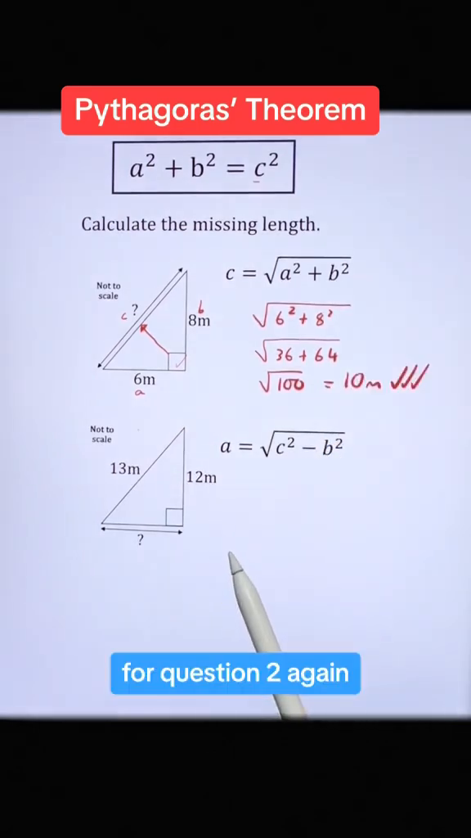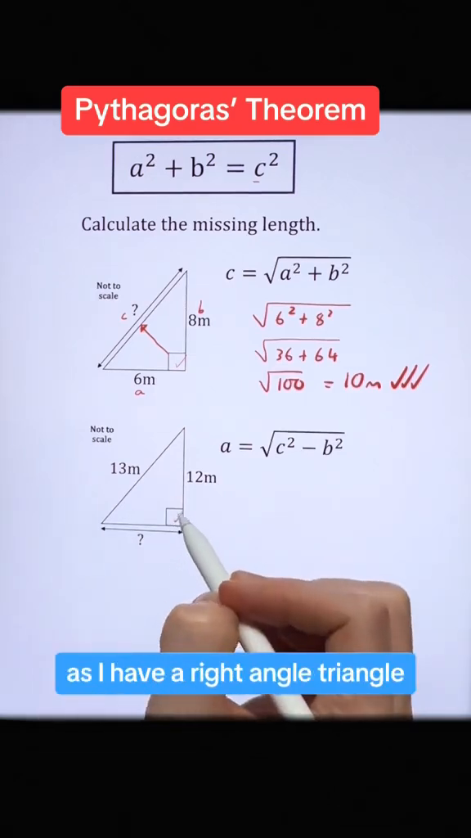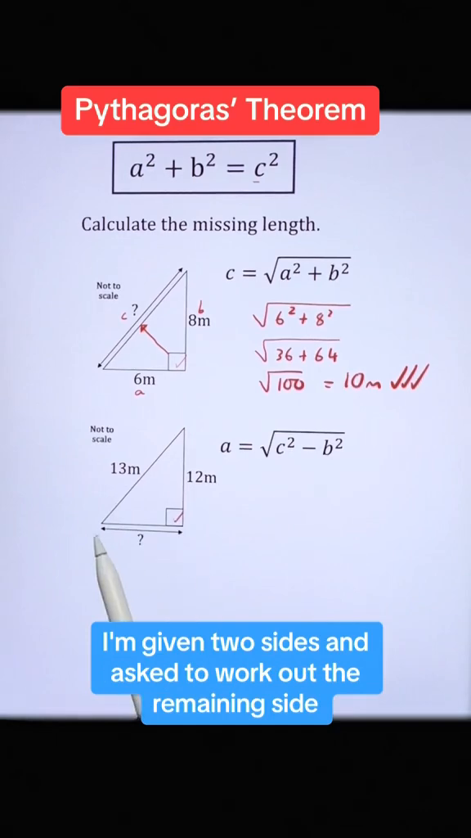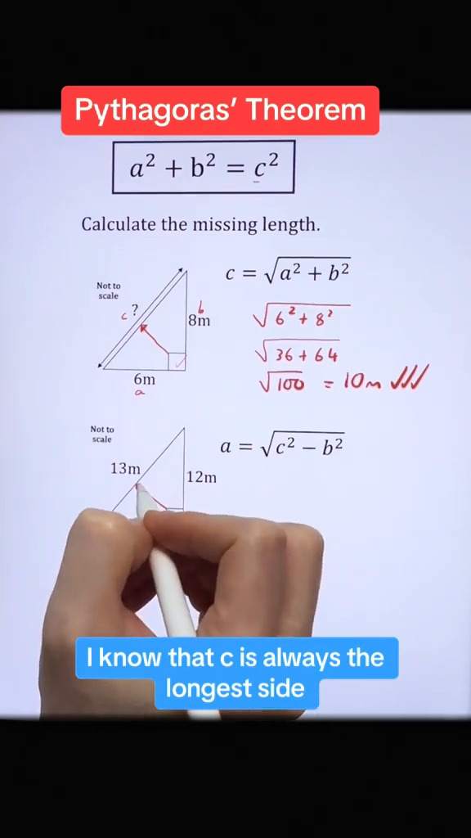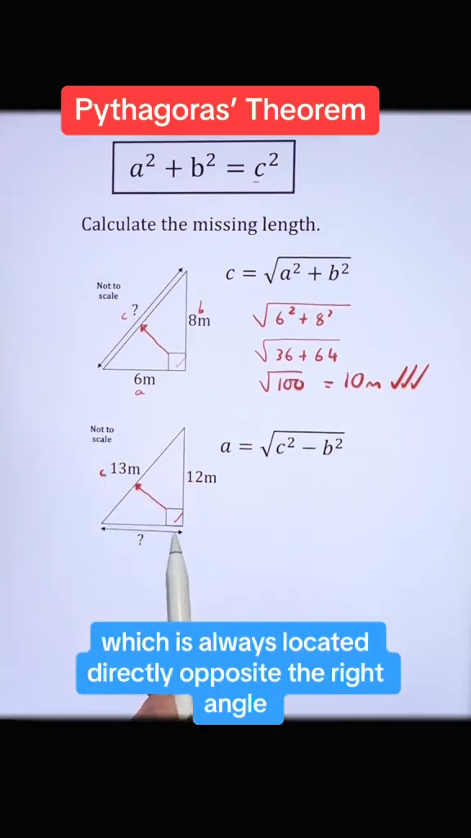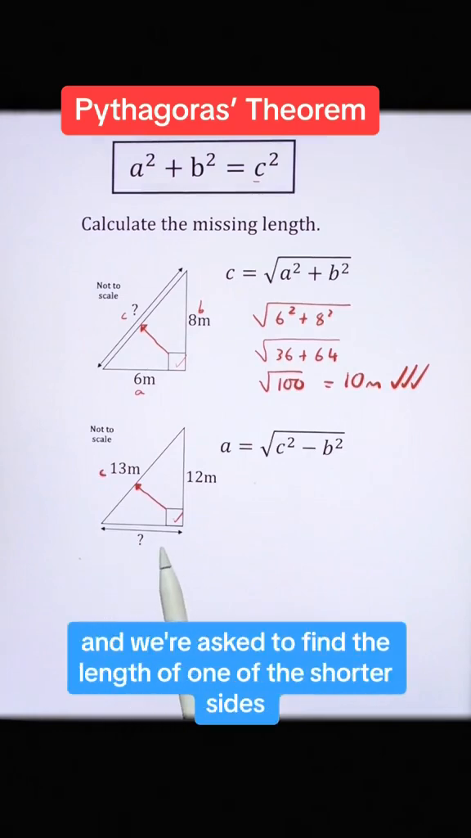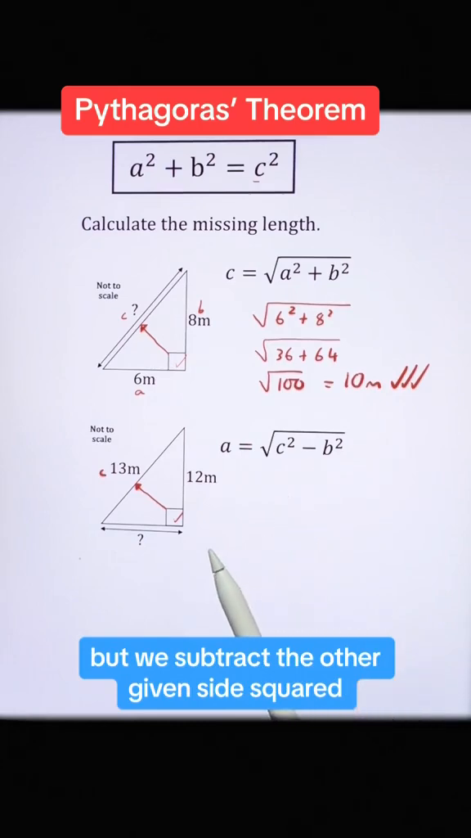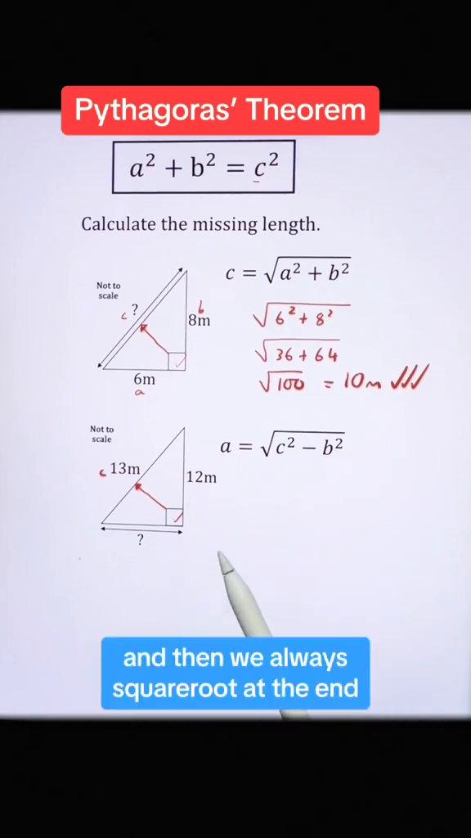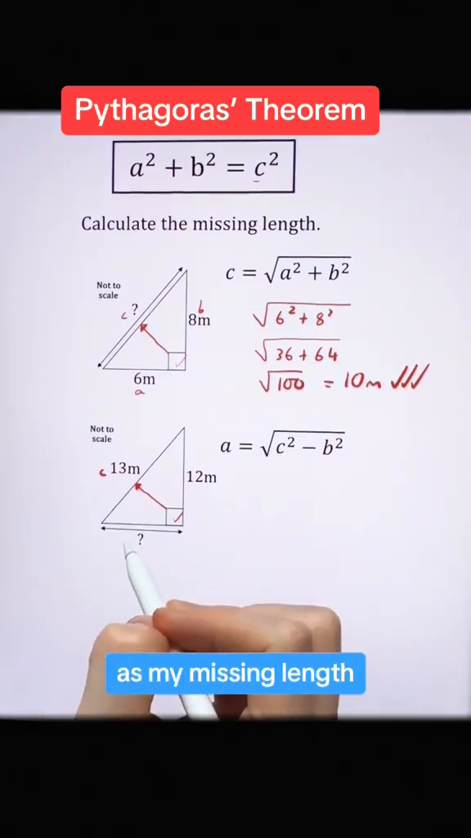For question 2, again I'm applying Pythagoras theorem. As I have a right angle triangle, I'm given two sides and asked to work out the remaining side. I know that C is always the longest side, which is always located directly opposite the right angle. If we're given C, i.e. the longest side, and we're asked to find the length of one of the shorter sides, this time we do C squared, i.e. the longest side squared, but we subtract the other given side squared, and then we always square root at the end. Here I can label A as being my missing length.